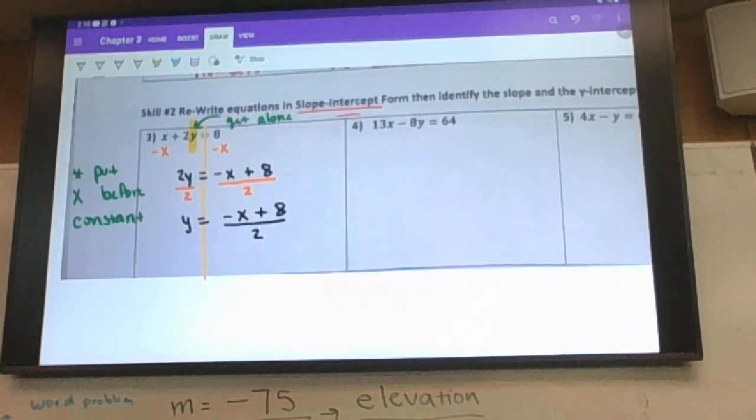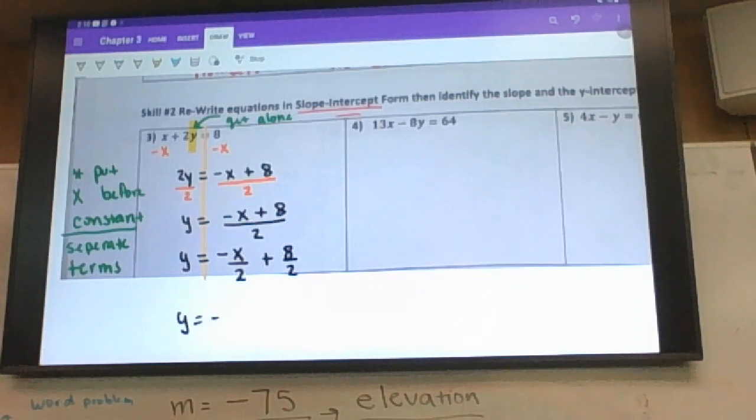I don't know if you guys have room, but I'm going to do one more thing. I'm going to separate the terms. You can go to the back if you don't have room. And you don't have to show all these steps. I'm going to show a lot of steps. Just want you to know where to get my numbers from.